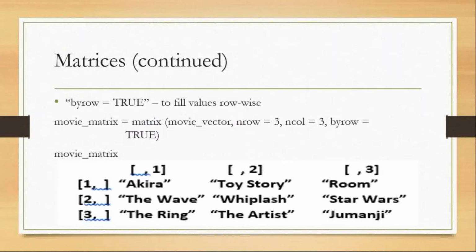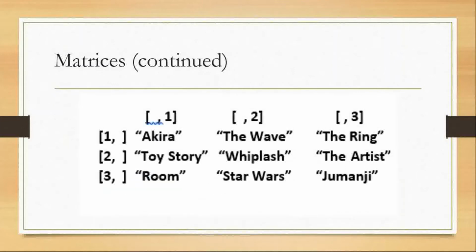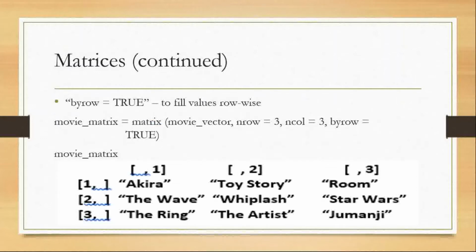So if we want to populate the values row wise, then we can do it by writing the condition by row equal to true. Now the values will be filled row wise. So from the output, we see that the values are filled row wise rather than the default column wise.